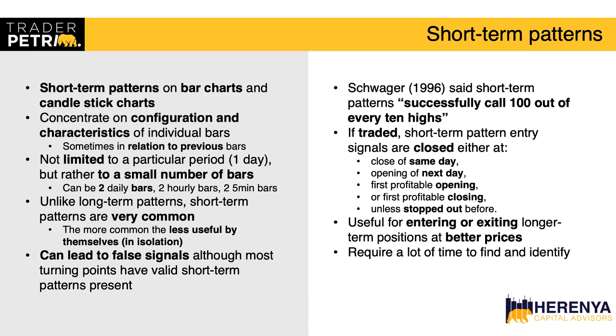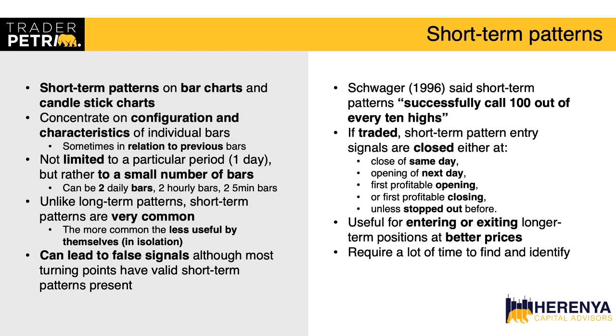Short-term patterns are bar charts or candlestick charts, basically, and we concentrate on the configuration and the characteristics of these individual bars, sometimes in relation to previous bars, and from there we determine what the short-term patterns are. It is important to note that this is not limited to a particular period, so a short-term pattern does not perhaps occur within one day, but rather is focused on a small number of bars. So these can be 2 daily bars, 2 hourly bars, or 2 5-minute bars as examples, but essentially a small number of bars is what short-term patterns refers to.